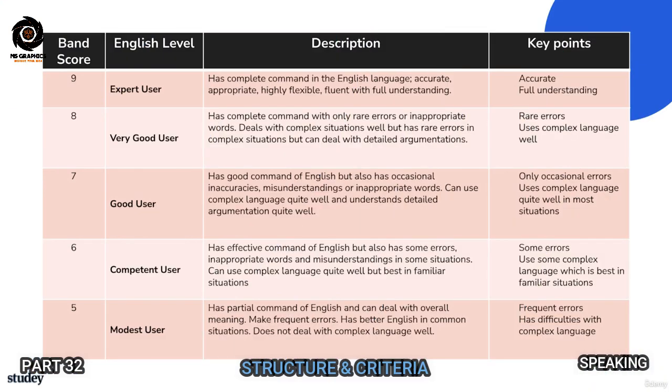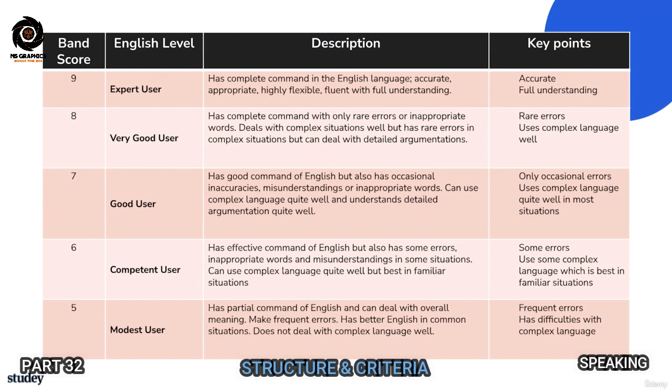Now let's look at what the various band scores are. So you can get a 9, expert user, an 8, very good user, 7, good user, 6, competent user, 5, moderate user, and so on. Let's focus on the top band score. So an expert user has a complete command of the English language, accurate, appropriate, highly flexible, fluent with full understanding. So it's accurate and full understanding.